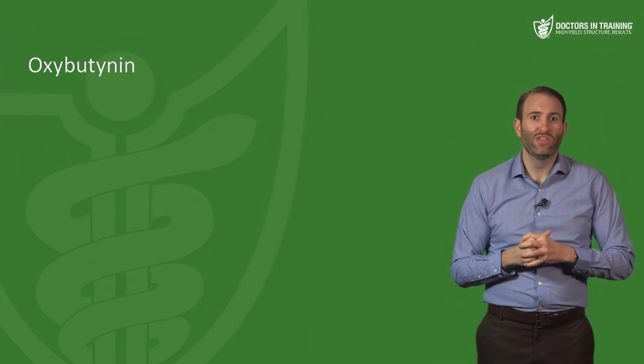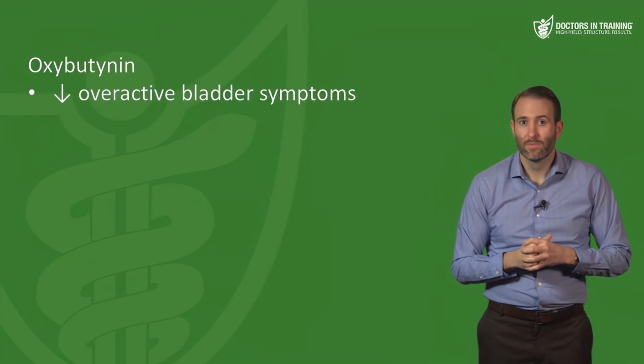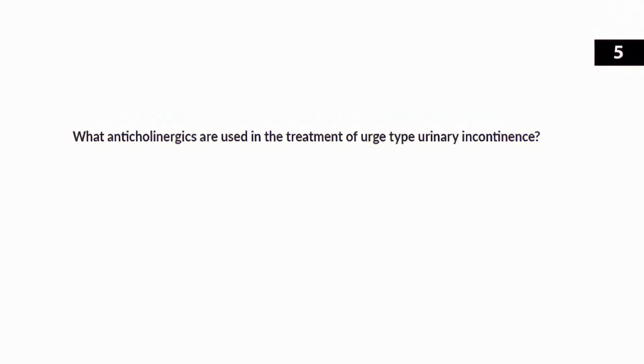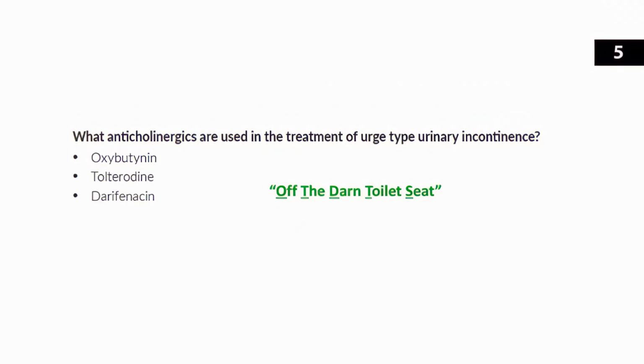Oxybutynin is used to decrease overactive bladder symptoms. And this brings us to another study guide question. What anticholinergics are used in the treatment of urge-type urinary incontinence? So it's not just oxybutynin, it's other ones. There's actually a nice mnemonic that you can use for urinary incontinence. It's "off the darn toilet seat." So the O is oxybutynin, the T is tolterodine, the D is for darifenacin, the T is for trospium, and the S is for seat, which is going to be for solifenacin.